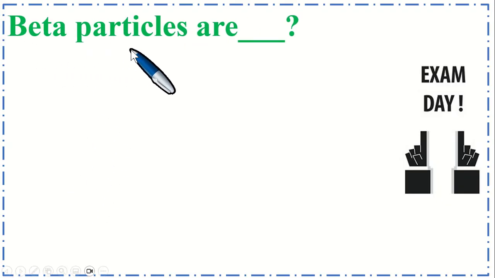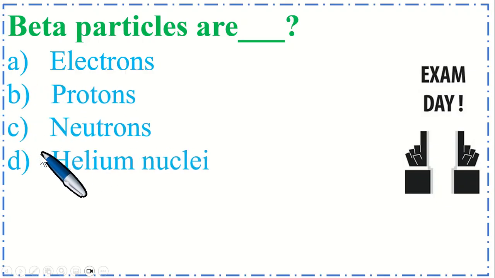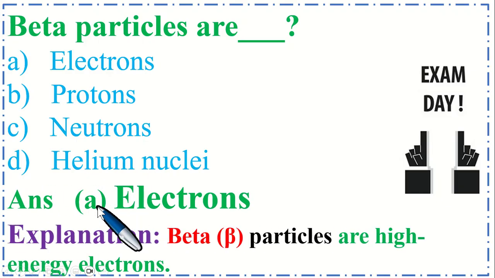Beta particles are dash. Option A electrons, B protons, C neutrons, and option D helium nuclei. So the correct option is A electrons. Beta particles are high energy electrons.